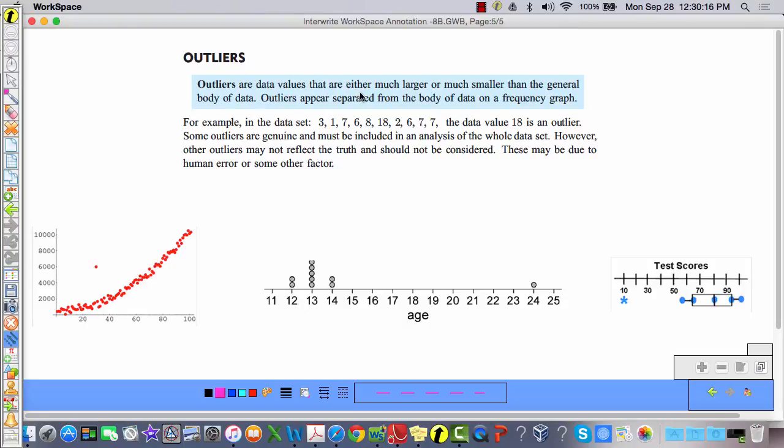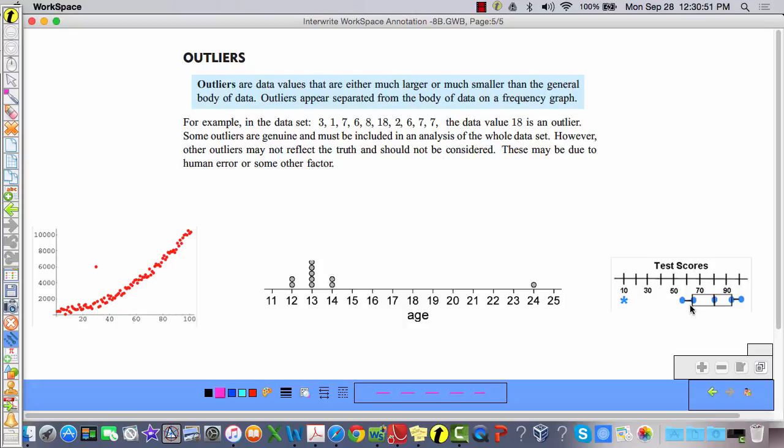The other thing that you need to be familiar with are outliers. Outliers are data values that are either much larger or much smaller than the general body of data. I have some graphs here as an example. Like I have all this data that's kind of grouped together, and then I got this cowboy out here just hanging out. That's an example of an outlier. Maybe we took a poll about age, or the age of some people walking through the mall, and got a bunch of 12 to 14-year-olds, and then we got a 24-year-old. Well, this piece of data is comparatively not close to this group of data here.